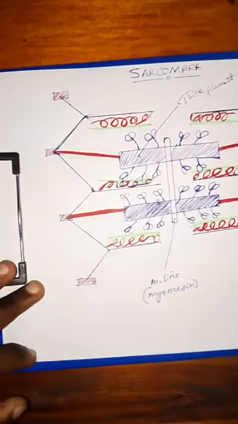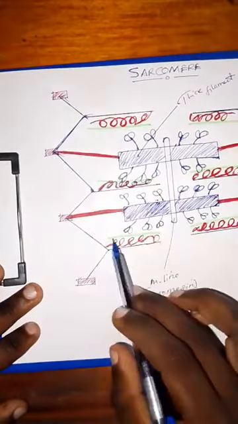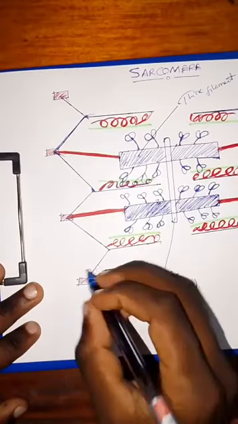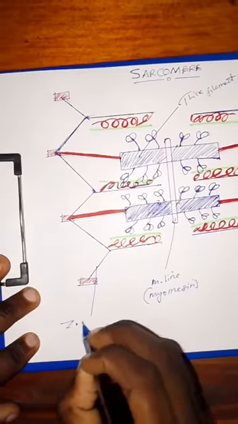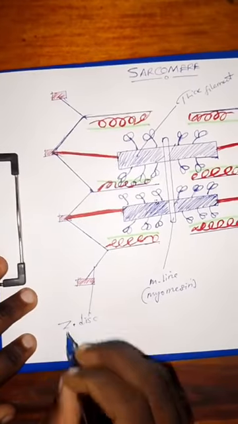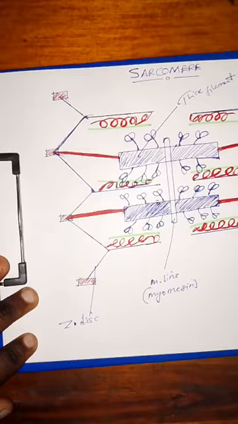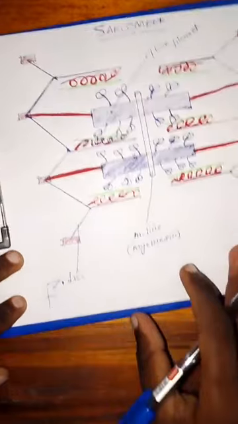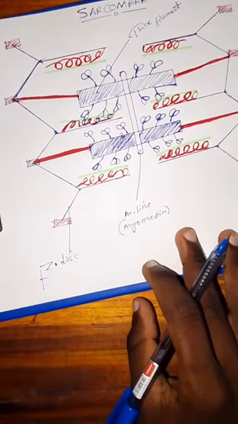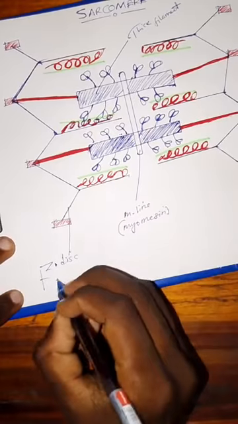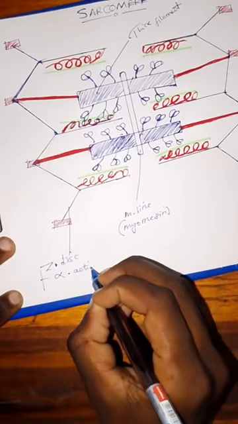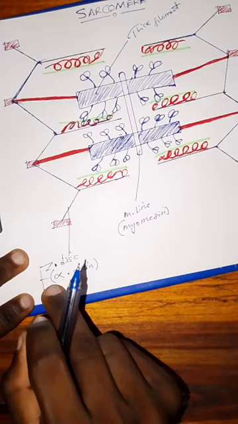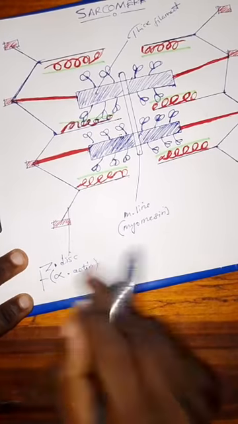Have you seen this zigzag line here? This zigzag line is called the Z disc. Do you know the protein which makes up the Z disc? The protein which makes up the Z disc is called the alpha actinin. Okay.